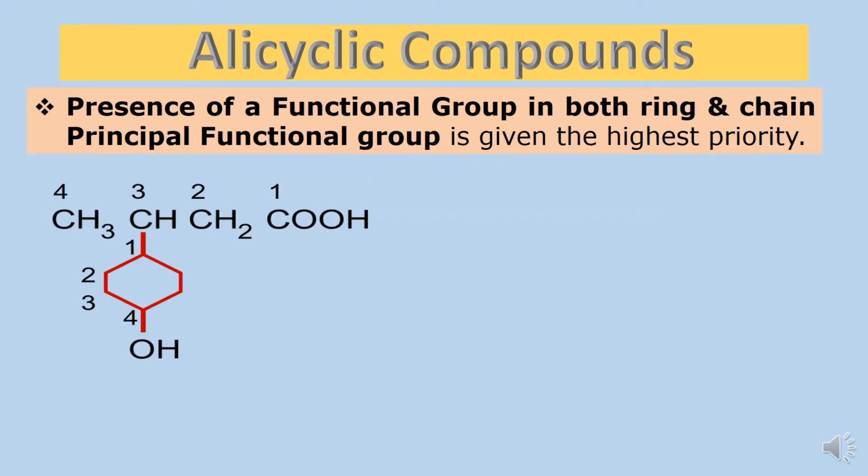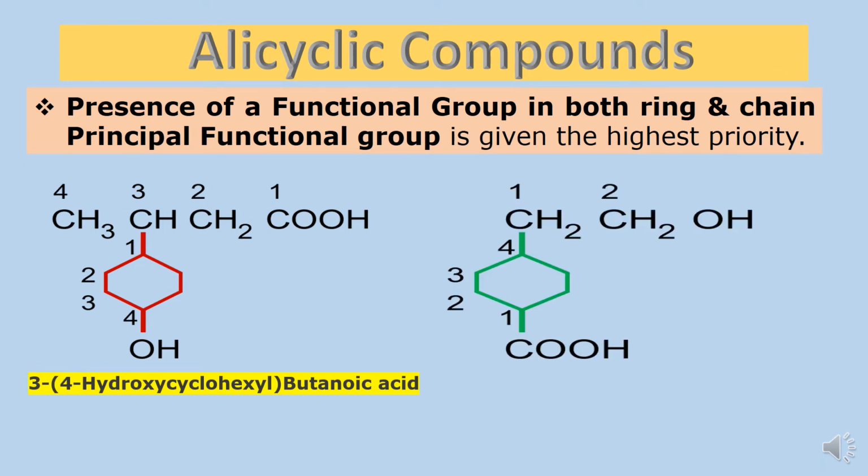And if ring and chain both contain functional groups, then the functional group which is higher in priority will be given preference for the parent name. For example, here the ring contains a hydroxy group and the chain contains a carboxylic group, and the carboxylic group is of higher preference, so the name of the compound will be given as the derivative of the parent chain, and the ring will be given the name as prefix. So the name would be 3,4-hydroxy cyclohexyl butanoic acid.